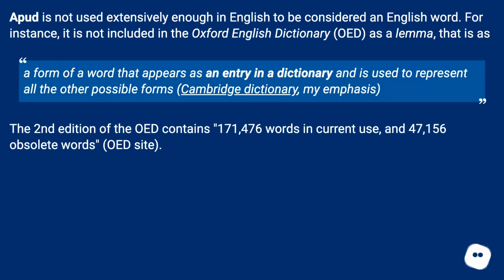Apud is not used extensively enough in English to be considered an English word. For instance, it is not included in the Oxford English Dictionary, OED, as a lemma, that is, as a form of a word that appears as an entry in a dictionary and is used to represent all the other possible forms (Cambridge Dictionary, my emphasis). The second edition of the OED contains 171,476 words in current use, and 47,156 obsolete words (OED site).